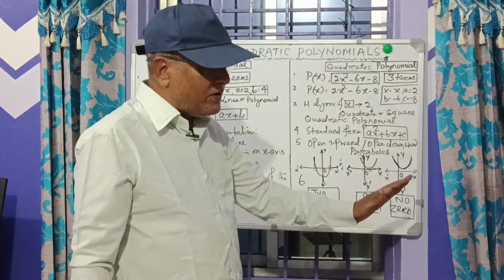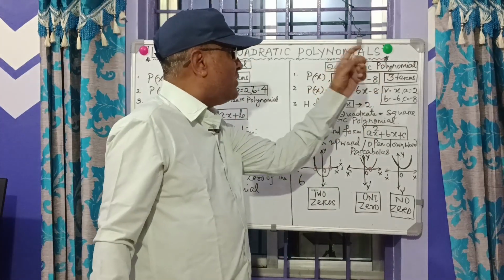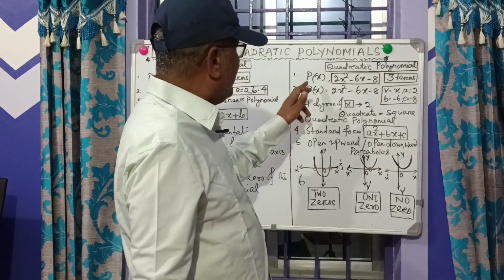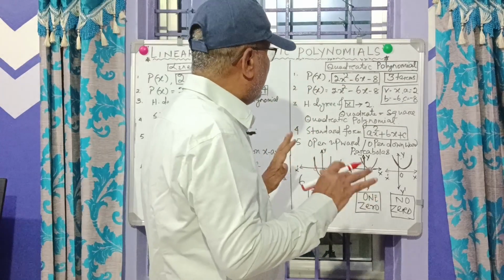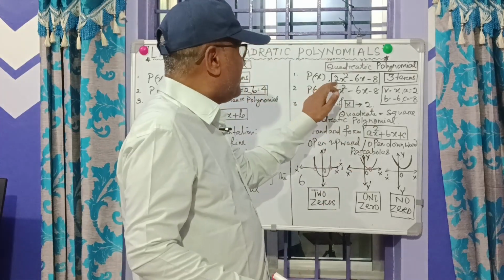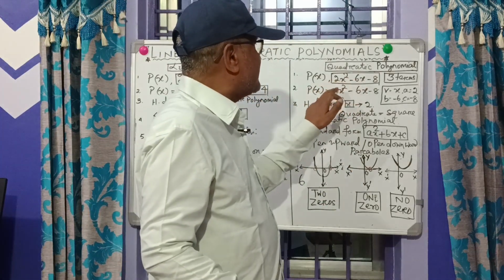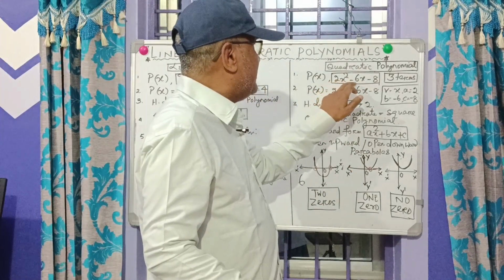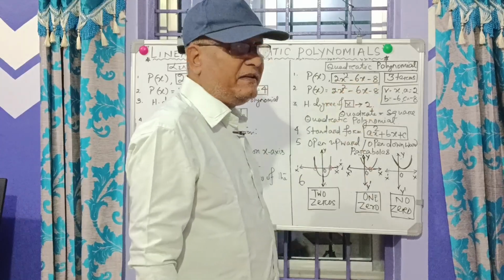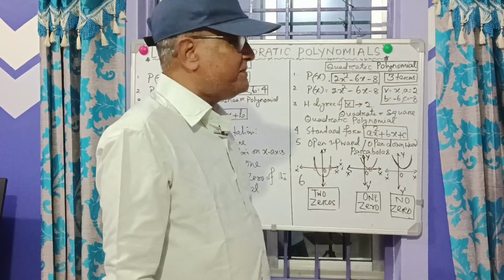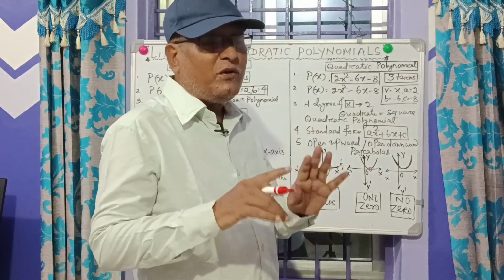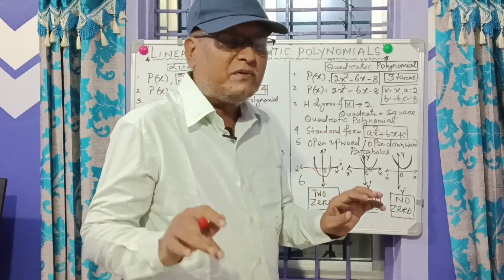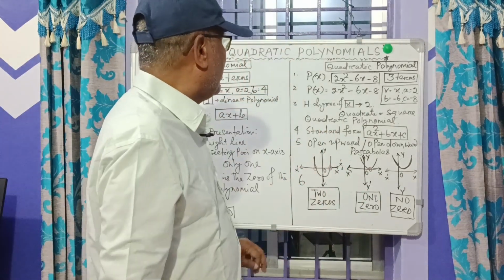Let's switch over to the quadratic polynomial. We have taken p(x), a polynomial in the variable x. But now look at this: 2x² − 6x − 8. How many terms are there? There are 3 terms. So a quadratic polynomial has 3 terms. This is very important, please remember.